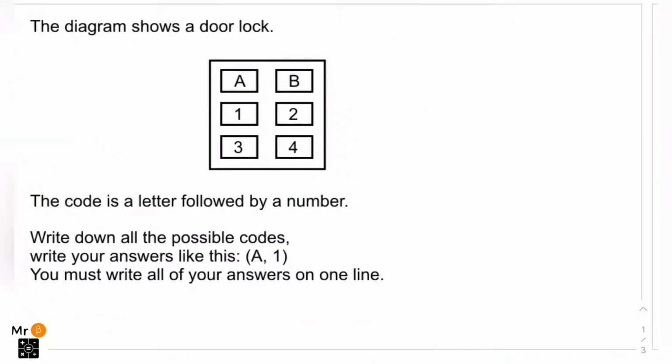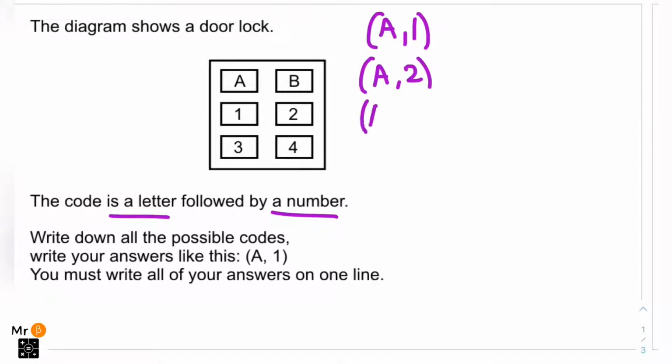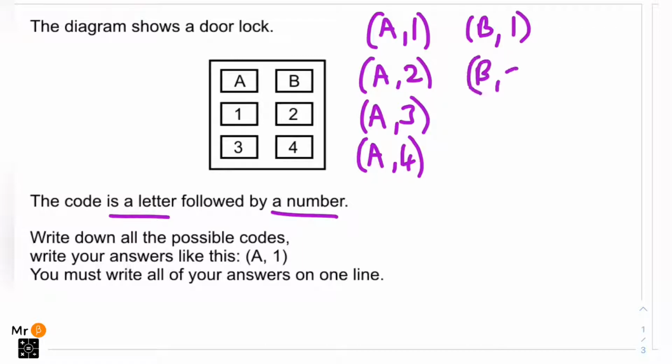Okay, so question 1, it's asked you to write down the possible codes from this door lock. So let's begin with the first one, which is A1. So we know that it's a letter followed by a number. So we could have also had A2, A3, and finally A4. Or similarly, we could have started with B, we could have got a 1, 2, 3, or 4. We've now listed all of the outcomes.